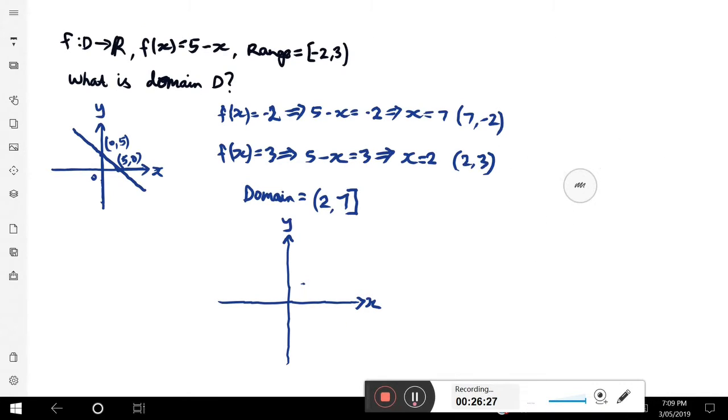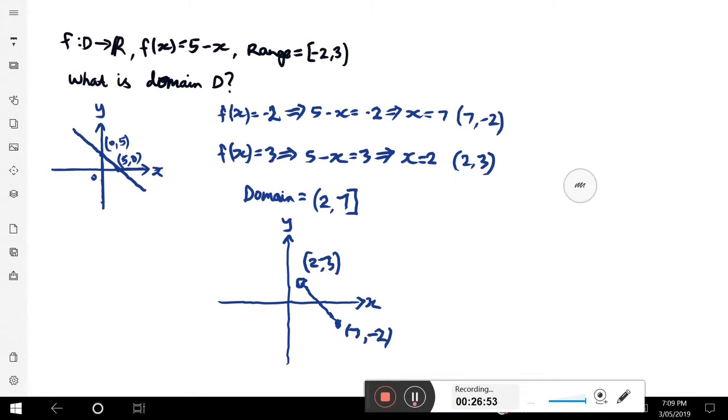Let's just redo that. It's pretty bad. Trying to draw straight on a laptop. Whatever, you get the idea. Okay, so then this end is open, this end is included, but this one is 2, 3, and this one is 7, -2.